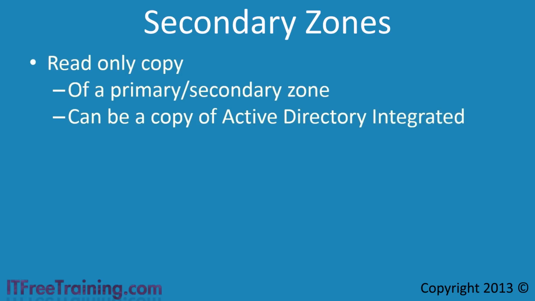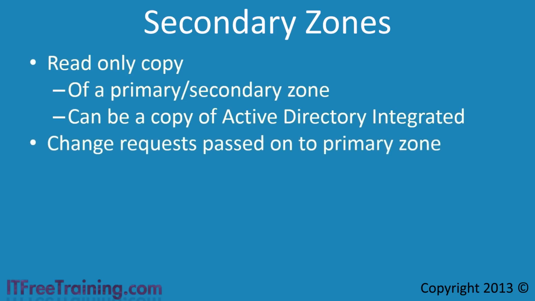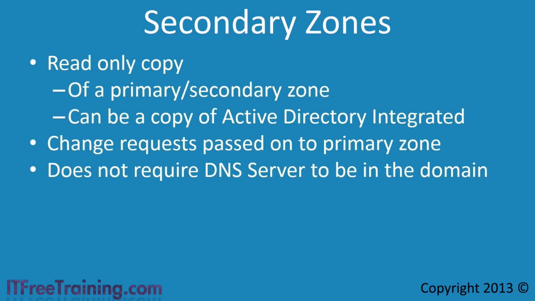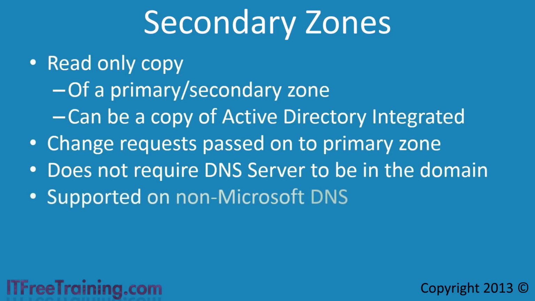Since a secondary zone is read-only, changes cannot be made to the zone file contained on the DNS server. However, if the DNS server does receive a request to change a DNS record, this request can be passed on to a DNS server that is holding a primary zone and thus a writable copy. The advantage of secondary zones is that they work on member servers or servers that are not part of the domain. Secondary zones can be configured on a Windows and Unix-based system. They are interchangeable, so you could have a Windows primary zone and a Unix secondary zone working together, or vice versa.